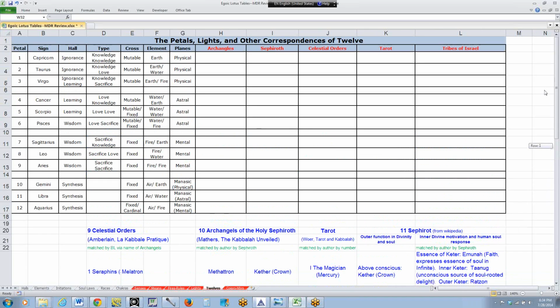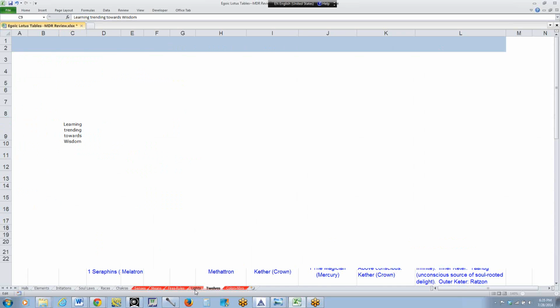And again, let's just say that my colleague began all of these with the same several, and learning, trending towards wisdom, and wisdom synthesis. I don't want to keep on correcting these, I don't want to do that.